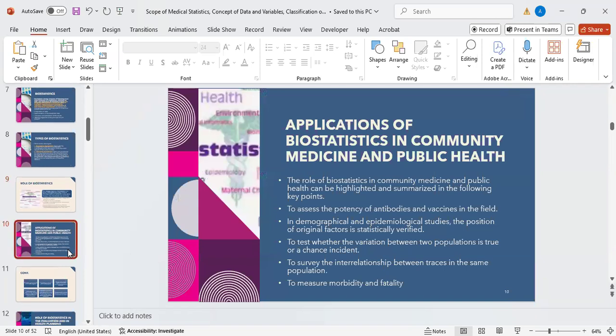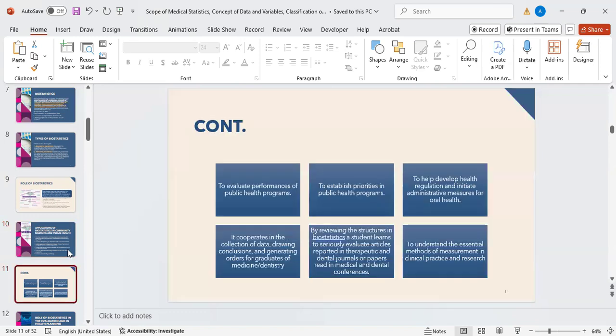Application of biostatistics in community medicine and public health. The role of biostatistics in community medicine and public health can be summarized in the following key points: to assess the potency of antibodies and vaccines in the field; in demographical and epidemiological studies, the position of original factors is statistically verified; to test whether the variation between two populations is true or a chance incident; to survey the interrelationship between the traits in the same population; to measure morbidity and fatality; to evaluate the performance of the public health programs; to establish priorities in the public health programs; and to help develop health regulation and initiate administrative measures for oral health.